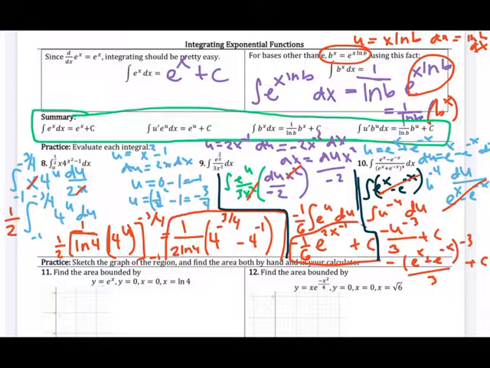Now the last thing I want to do in this section of notes is tie all of this exponential natural log idea back to Unit 4 a little bit and talk about area bounded by curves, but now involving exponential functions. And then lastly, we're just going to talk briefly about how to deal with arc length in calculus. So let's start by working on 11 and 12.